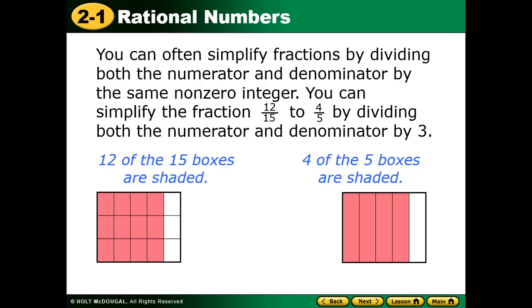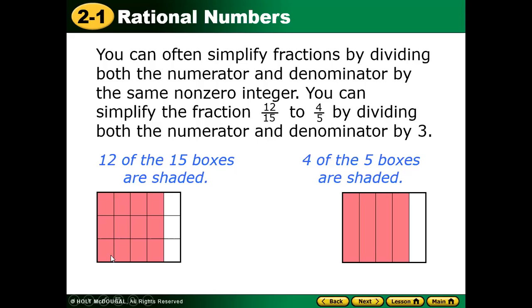Relatively prime. Exactly. So this number now will be relatively prime. By dividing, how did you change from 12 over 15 to 4 over 5? By dividing both the numerator and denominator by 3.